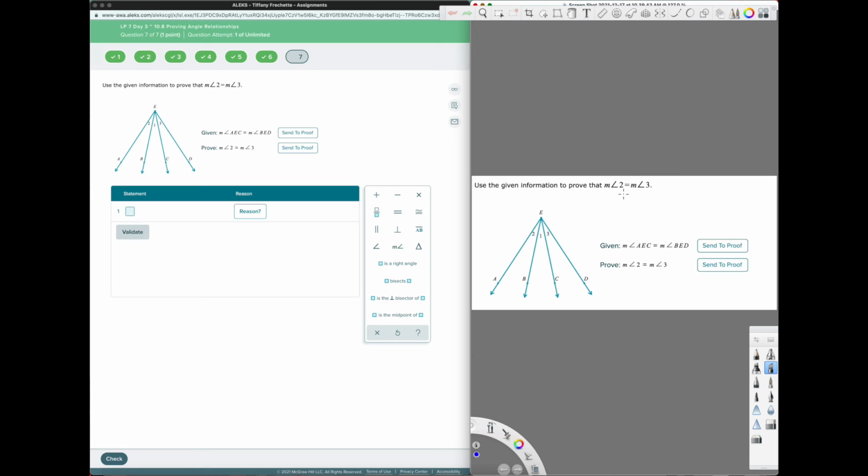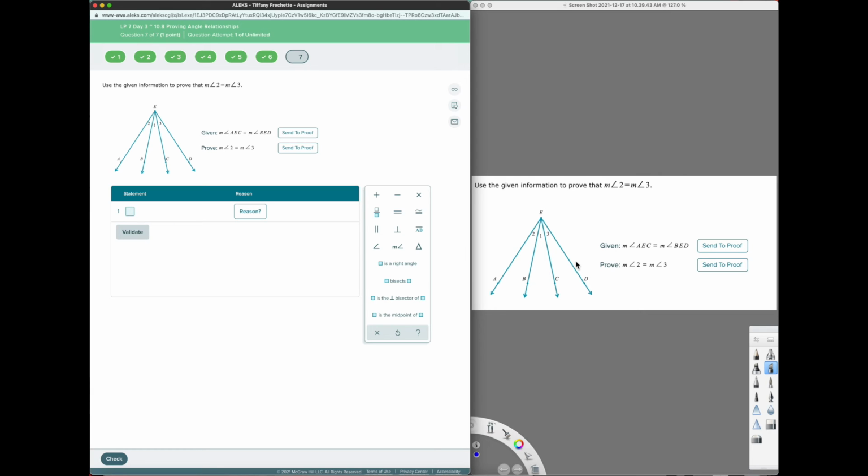Definitely in ALEKS, it will mark you wrong for things like that. I said silly little things, but they're very specific when we're talking about these things. You need to make sure you're using the correct terminology and the correct symbols, because if you notice over here, you have both. So you have to know which one to choose. Since we're starting with measure of, we're going to use measure of throughout the whole thing here.